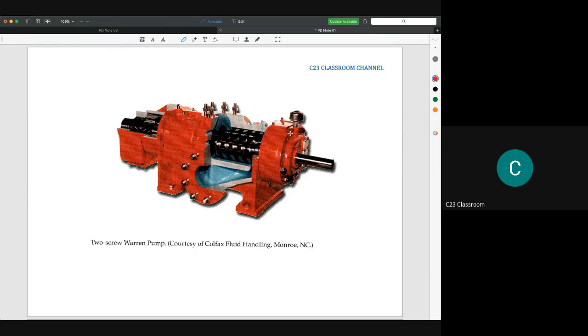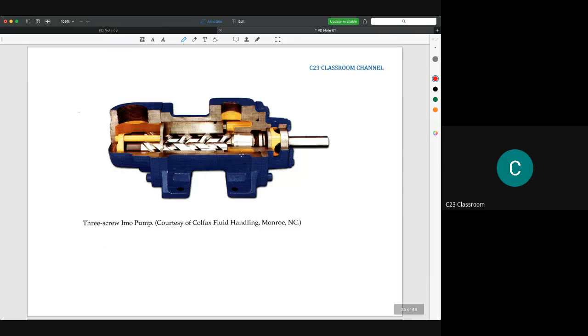The difference is the shaft here is not wavy like this one. The shaft here is actually like the thread of a screw. That's why it's called a screw pump. So this is the three screw pump, because it has three shafts like a screw like that.